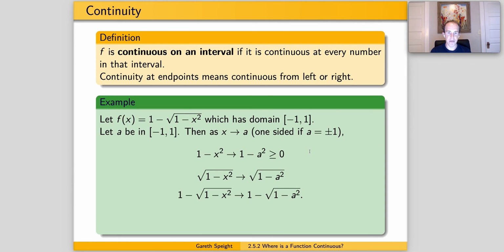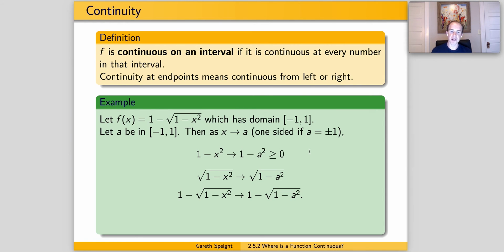So firstly, I'm claiming that 1 minus x squared tends to 1 minus a squared. So why is that true? Well, 1 minus x squared, forgetting about where it came from, is just a polynomial. And we said that polynomials are continuous, those we can find the limit of just by plugging in, right? That was an application of the limit laws. So 1 minus x squared tends to 1 minus a squared.